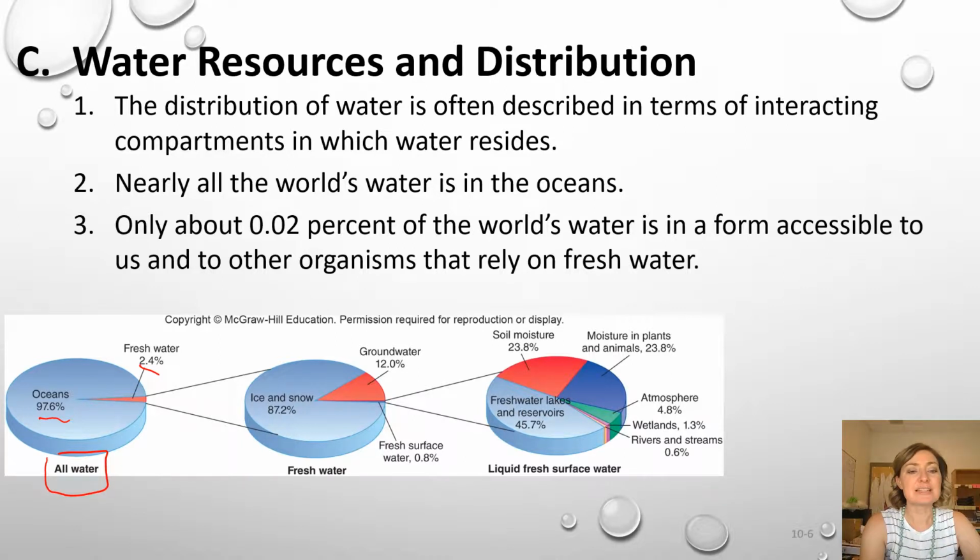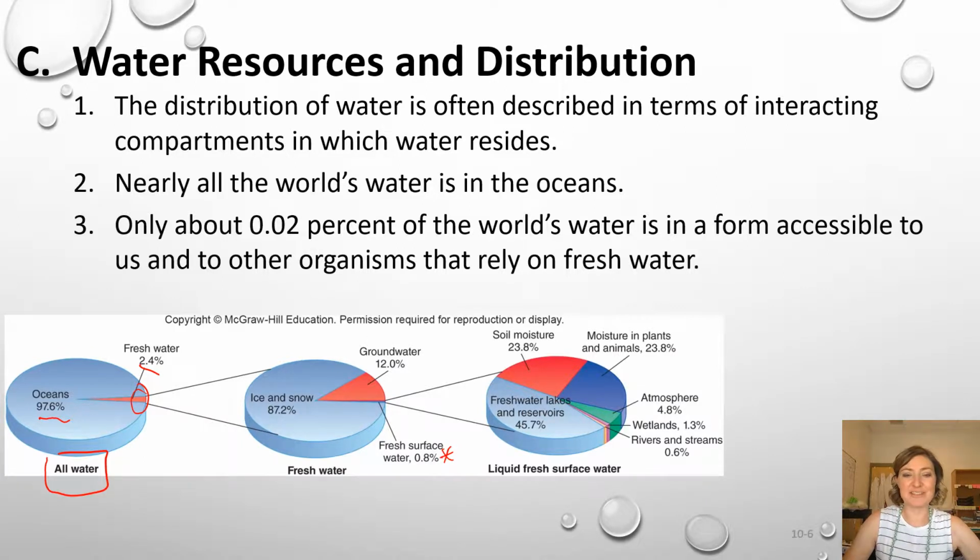So if we were to take this little tiny red wedge and we increase it, all of that 2.4%, 87.2% is tied up in ice and snow. This is not readily accessible water for us. I mean, we could heat it, but it's not going anywhere. It's not evaporating. It's not joining into the hydrologic cycle. It's kind of stuck in its compartment. 12% of that is groundwater, and 0.8% of that is fresh surface water. Of this fresh surface water, so that's what's accessible to us, again, they break it down further.